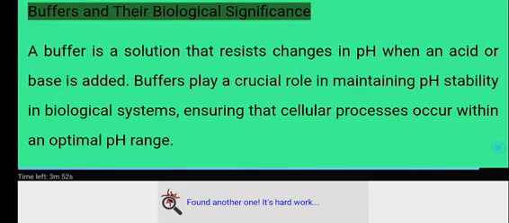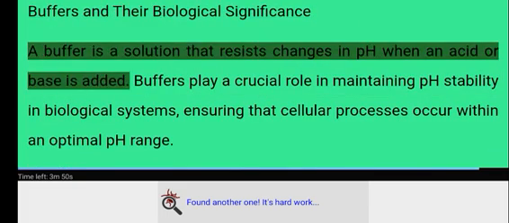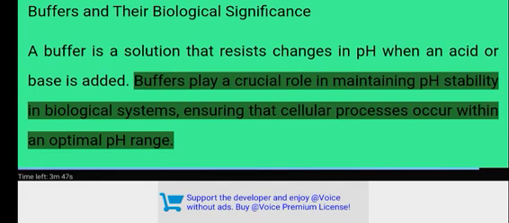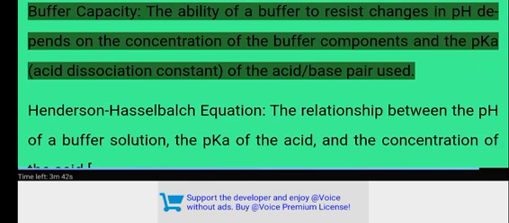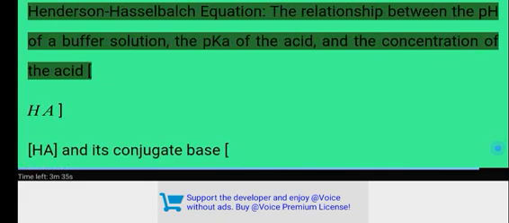Buffers and their biological significance. A buffer is a solution that resists changes in pH when an acid or base is added. Buffers play a crucial role in maintaining pH stability in biological systems, ensuring that cellular processes occur within an optimal pH range. Buffer capacity. The ability of a buffer to resist changes in pH depends on the concentration of the buffer components and the pKa, acid dissociation constant, of the acid-base pair used.